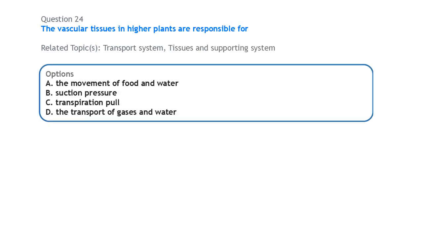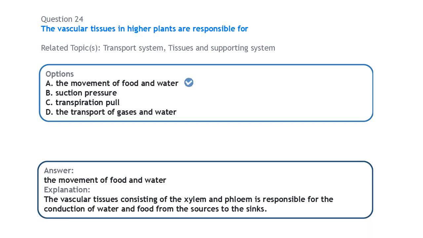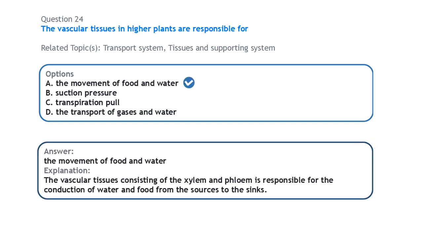Next, on transport system, the vascular tissues in higher plants are responsible for, the vascular tissues are the conducting tissues. They are the tissues that conduct food and water in plants. So they are responsible for the movement of food and water. Now these vascular tissues consist of the xylem and the phloem. The xylem is responsible for the conduction of water or some dissolved minerals from the roots to the upper part of the plant.